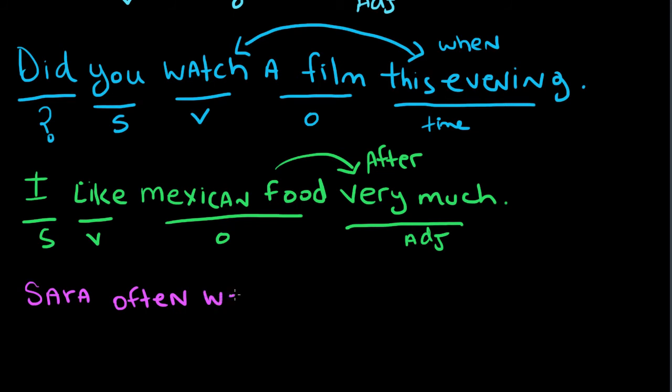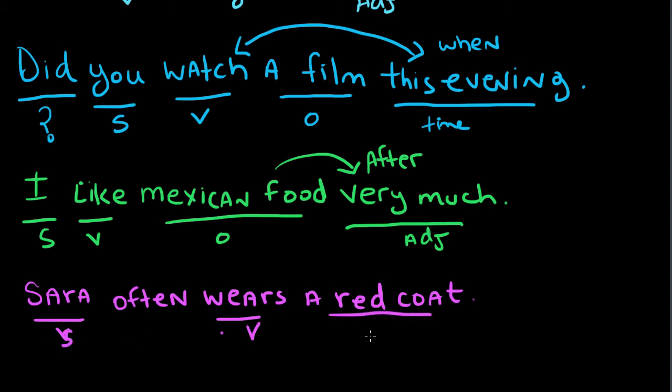Sarah often wears a red coat. Here we have Sarah is the subject, wears is the verb, and a red coat is the object. And often is the adjective to tell us how often. Time reference. So it goes in between Sarah and the verb, before the verb. So we use it as an adjective and it goes before the verb and it tells us how often. You can't say Sarah wears often a red coat. It's Sarah often wears a red coat.